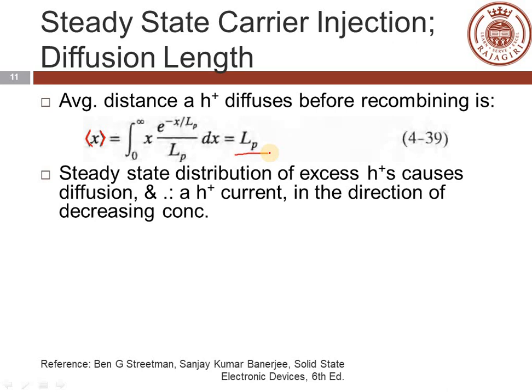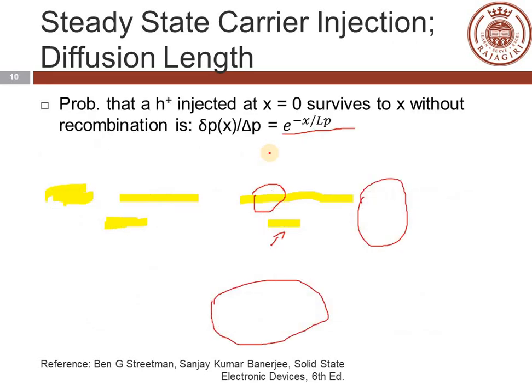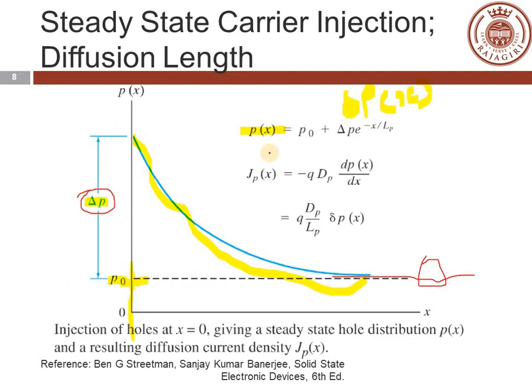So the steady state distribution of excess holes causes diffusion and therefore a hole current in the direction of decreasing concentration. Means from the previous plot, here diffusion is from left to right for holes. So steady state diffusion of these excess holes will create a hole current in the same direction. Here the hole current will also be in the direction from left to right.